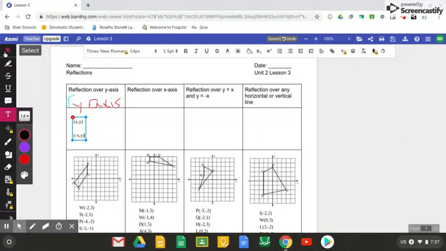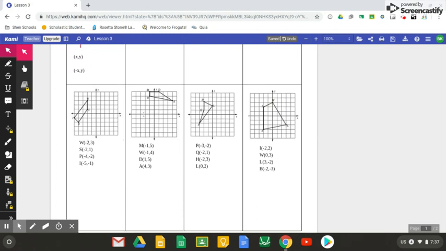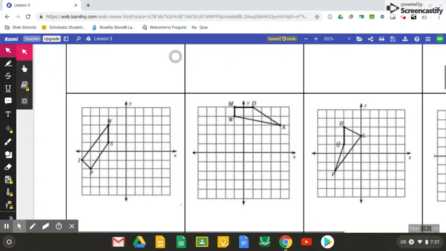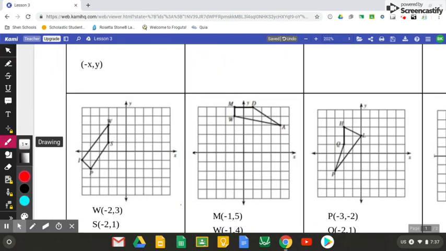All right, so for our example down here, you can just use the rule, or you can actually kind of translate over the line. I'll show you what I mean. So my rule is I negate my x's, my y's stay the same. So that means this W is now going to be a positive 2, 3. So here's W prime.